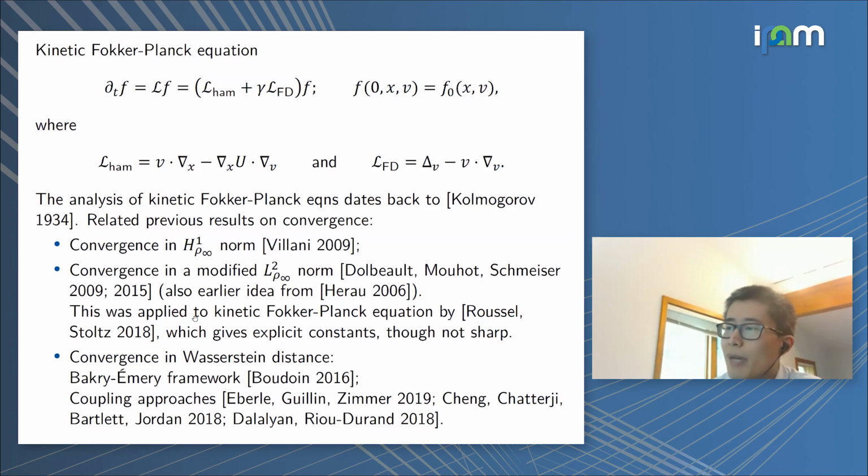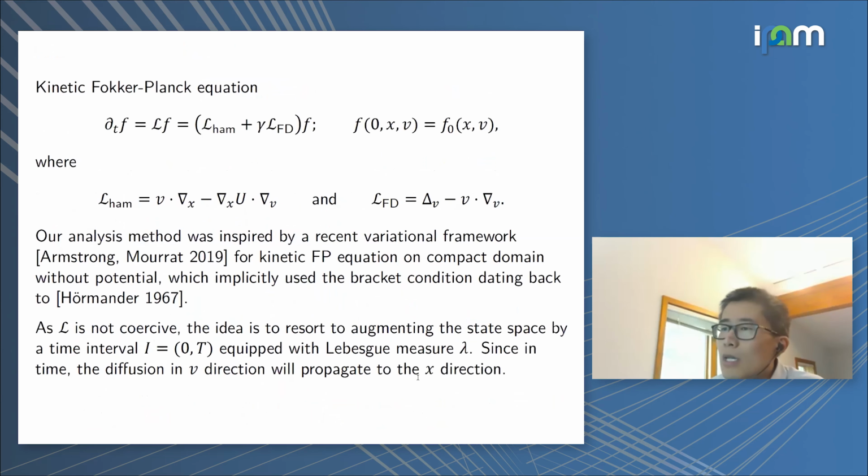In particular, this was applied to the kinetic Fokker-Planck equation by Roussel and Stoltz two years ago. But if you check the constant dependence, the dependence on M is not sharp, so you do not get the acceleration. I mentioned before that we do not have convergence in Wasserstein in our work, but there is also a lot of interest in studying convergence in Wasserstein, even though the rate is not optimal. I think the best rate you get is M, from works, for example, by Dalalyan and his student. All right, now I will talk a little bit about the analysis.